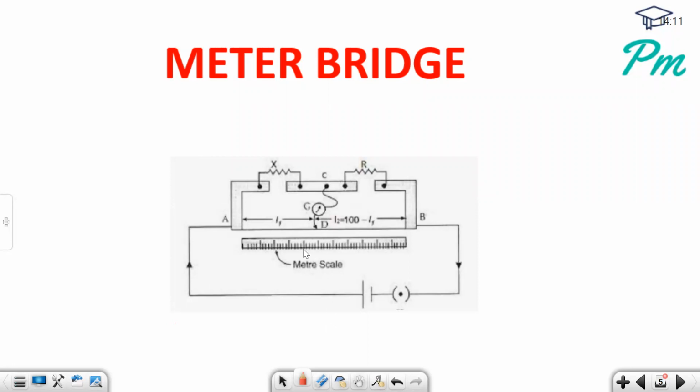You can see this is the circuit diagram for meter bridge and this is the meter scale. The bridge is generally used to find an unknown resistance, if the known resistance and length of tapping are known. At balance condition, the length will be noted, and after that we will apply the condition for Wheatstone bridge. So let us discuss meter bridge in short.